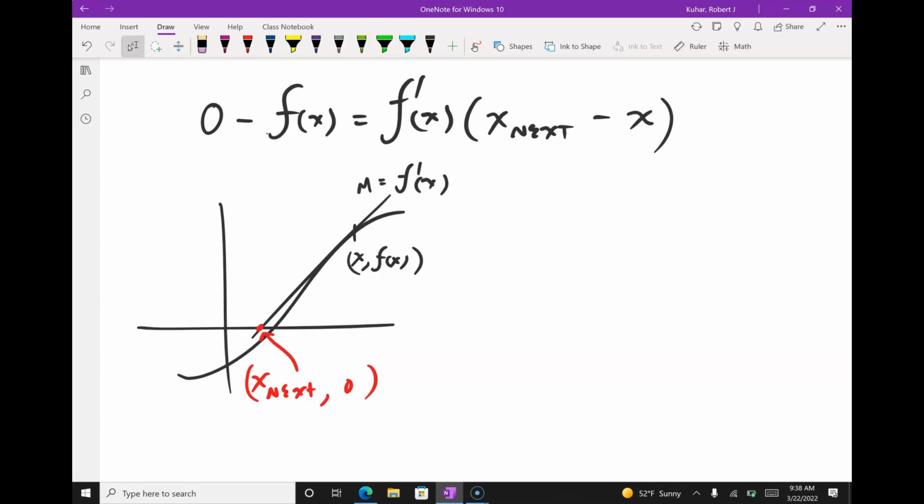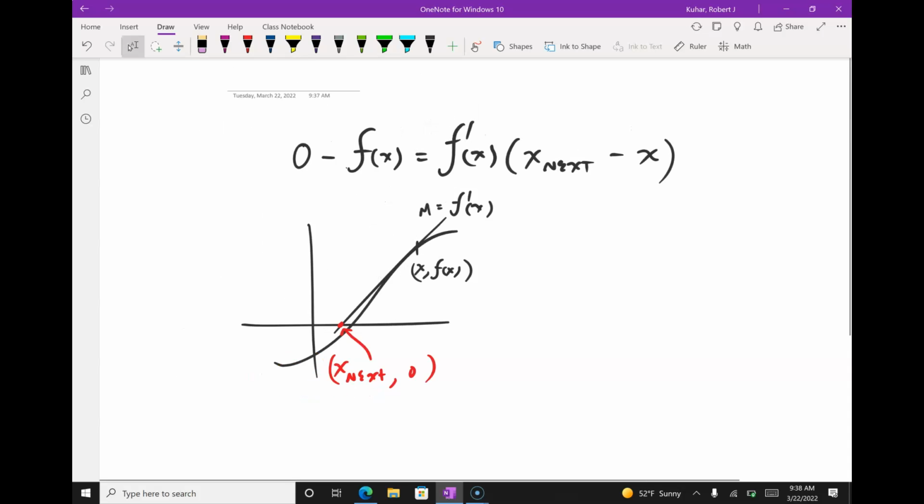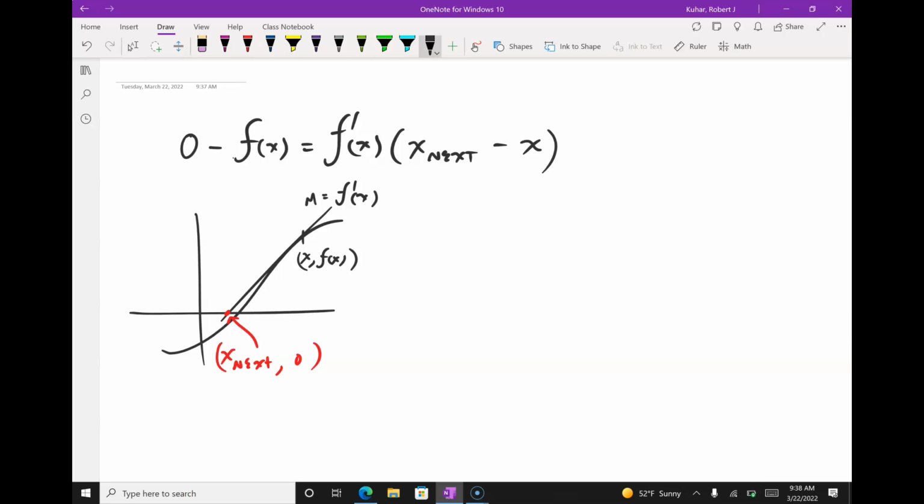So, what don't I know? Well, I made the guess for x, and I put it into the function for f of x, and I put it into the derivative for f prime of x. So I know all of that. So what don't I know here? X next. So that's what I'm going to solve for. I'm going to solve for x next. So what do you want to do? I've got minus f of x equals f prime of x times x next minus x. What do you want to do? I'm going to solve for x next.